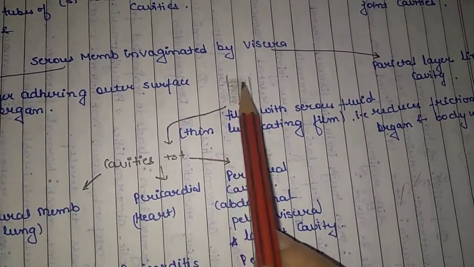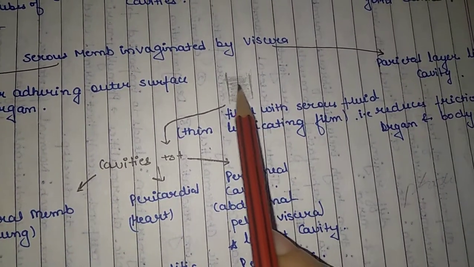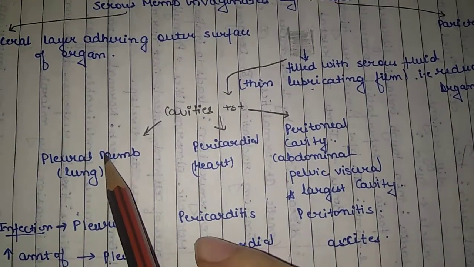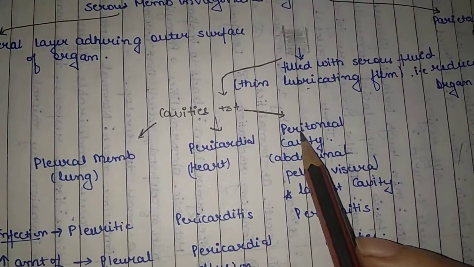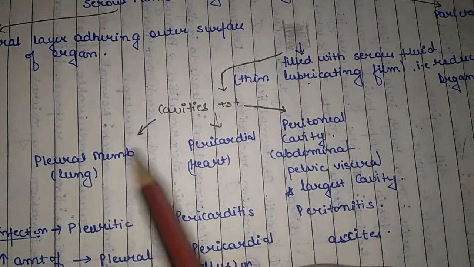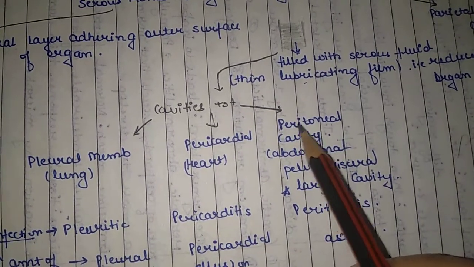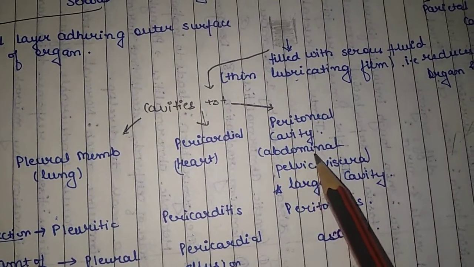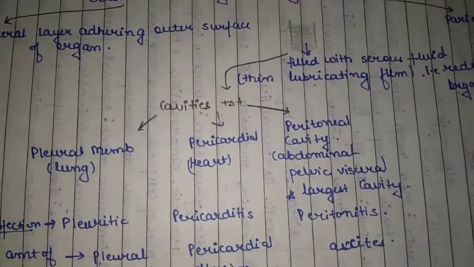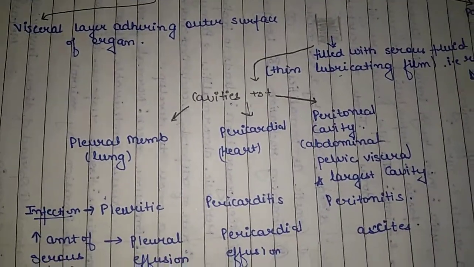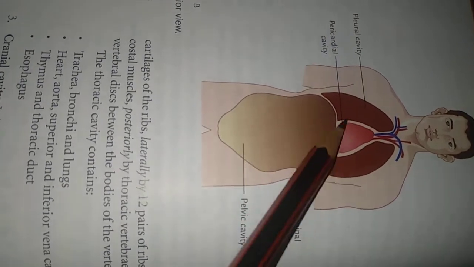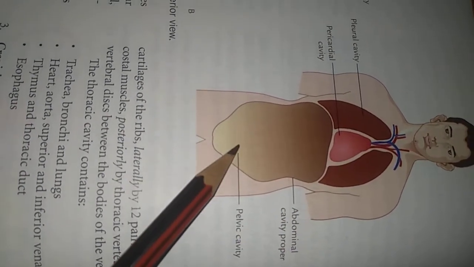Now, in this jelly there is a cavity present. This type of cavity is of three types: pleural, pericardial and peritoneal cavity. Now the pleural cavity is present in your lung, pericardial in your heart, and the peritoneal cavity is present in your abdominal pelvic viscera. That is your largest cavity. Now I will show you where these three cavities lie. Your pleural cavity is here, pericardial is here, and your pelvic is just here.